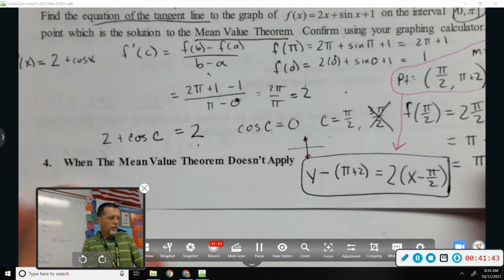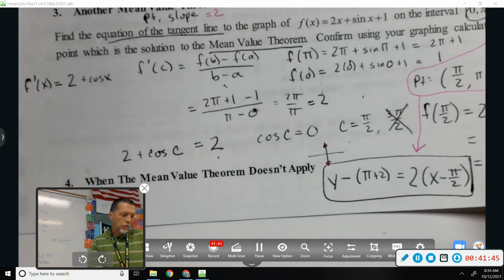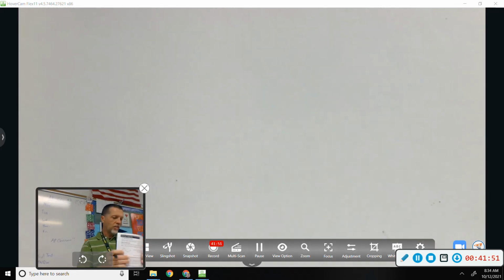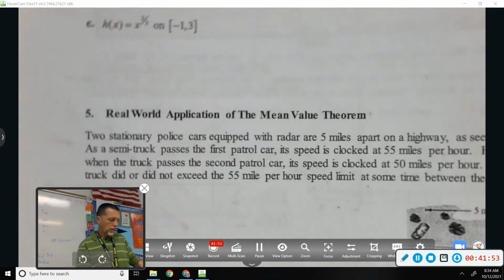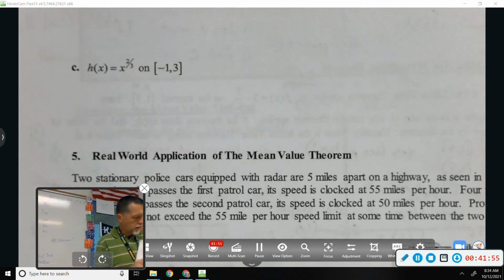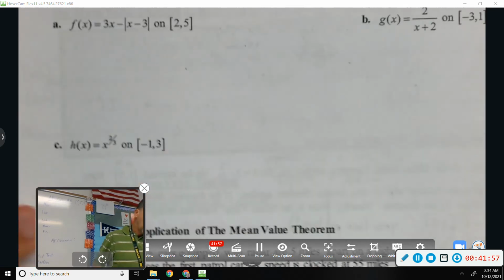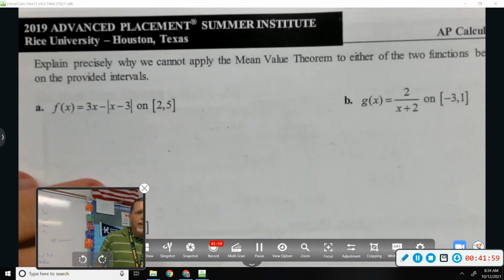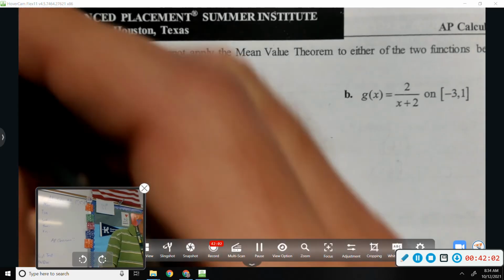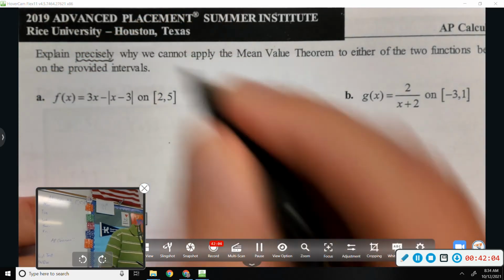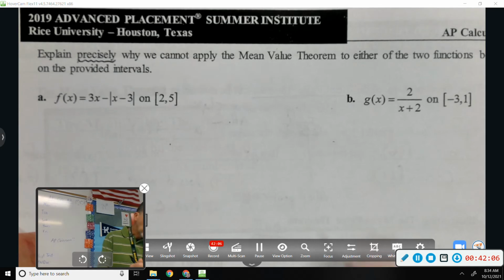All right, number 4, I suspect I was supposed to print at the top of the next page. When does MVT not apply? So this little section is going to go quicker, because all we have to do is explain precisely, so I better get detailed here, why we cannot apply the mean value theorem.